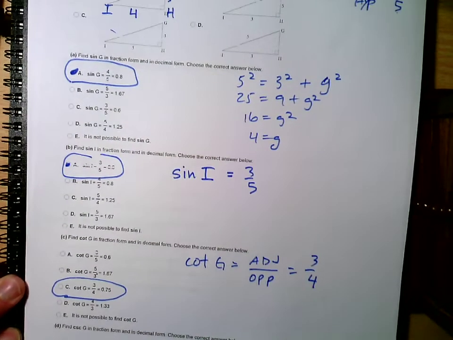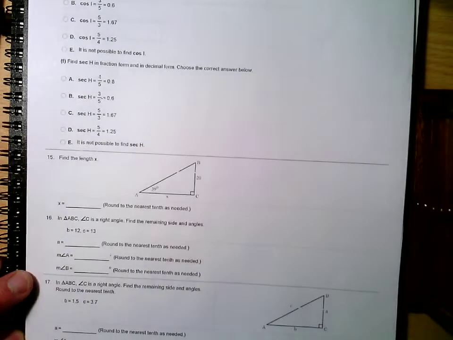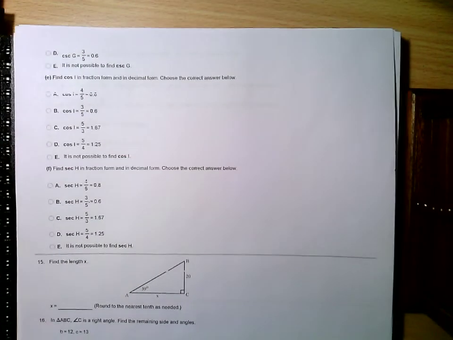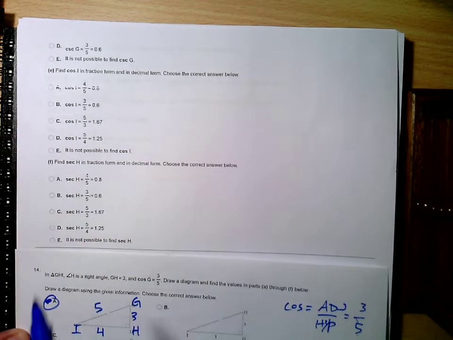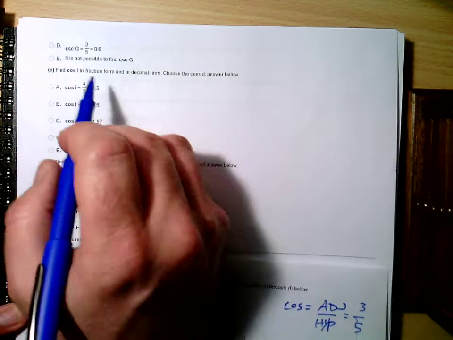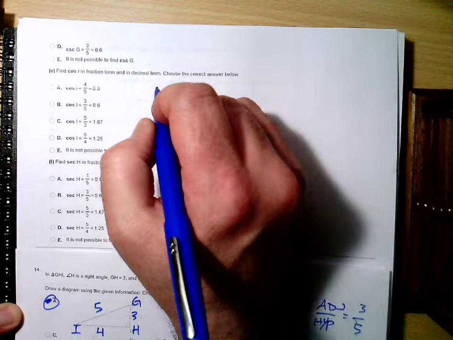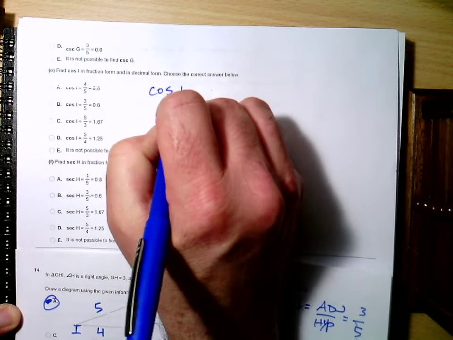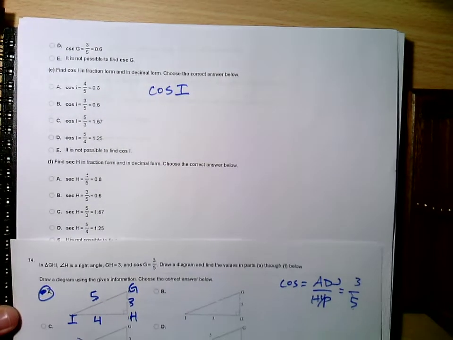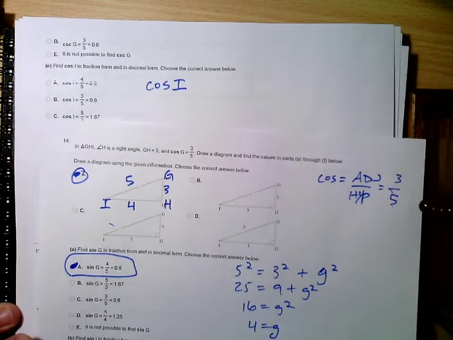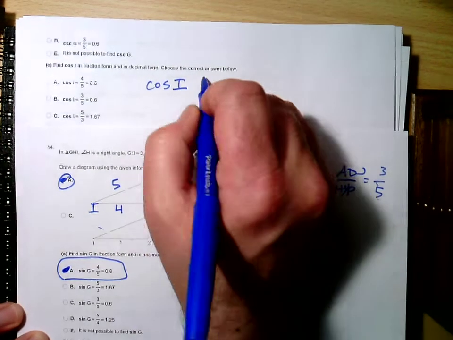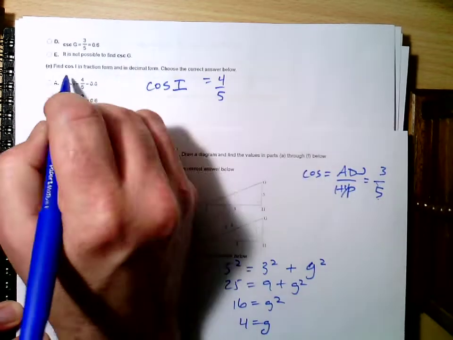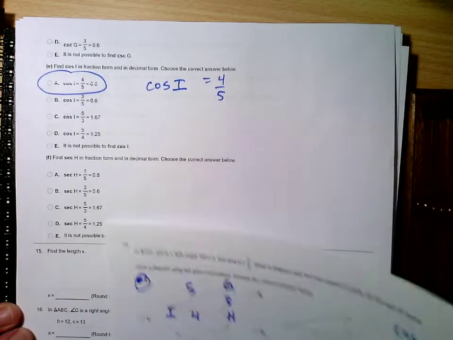Okay, moving on. We still have a couple more parts to this problem. Let me keep the triangle here. Now it's asking us for cosine of I. Cosine of I is adjacent over hypotenuse, 4 over 5. Cosine of I, 4 over 5.